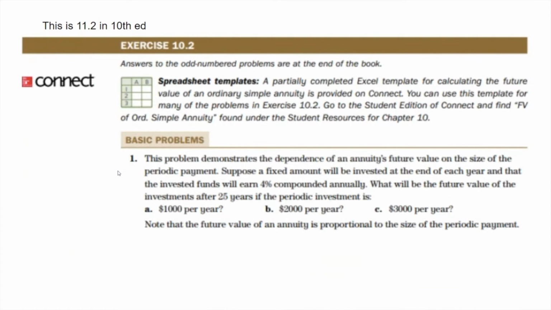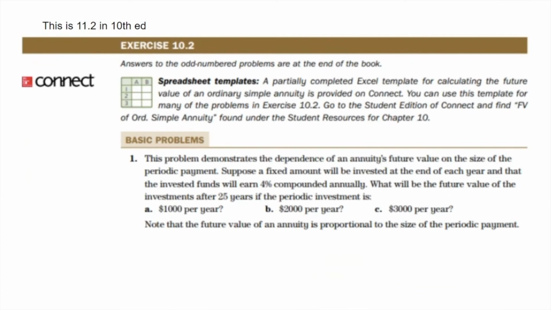The first one says: this problem demonstrates the dependence of an annuity's future value on the size of the periodic payment. Suppose a fixed amount will be invested at the end of each year, and the invested funds will earn 4% compounded annually. What will be the future value of the investments after 25 years if the periodic investment is $1,000 per year, $2,000 per year, $3,000 per year?